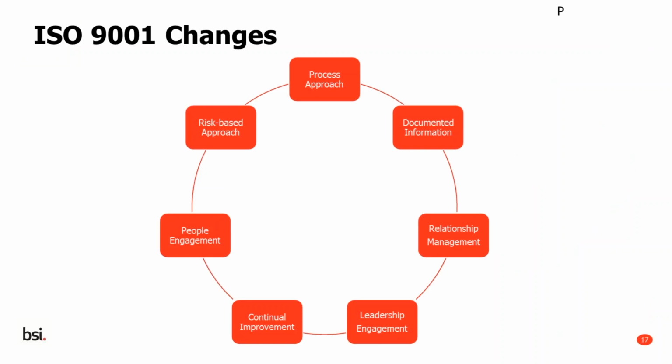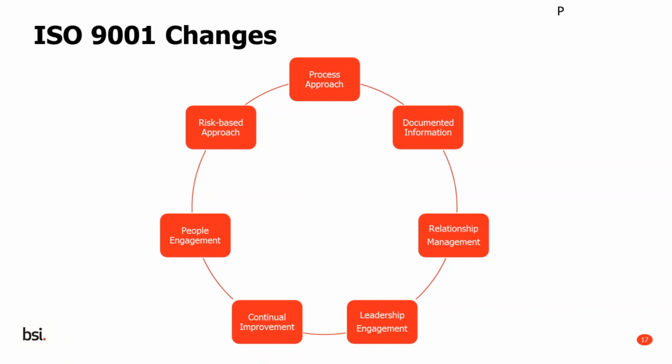9001 has been focused on the process approach probably for about the last 17 years. So that's certainly not new, but there's more emphasis on the process approach now and the risks that can be associated with your processes. In terms of documented information, 9001-2015 no longer requires you to have a quality manual, nor does it require what used to be called documented procedures. So those are no longer prescribed within the new standard.